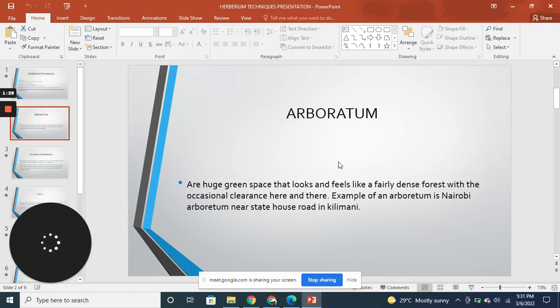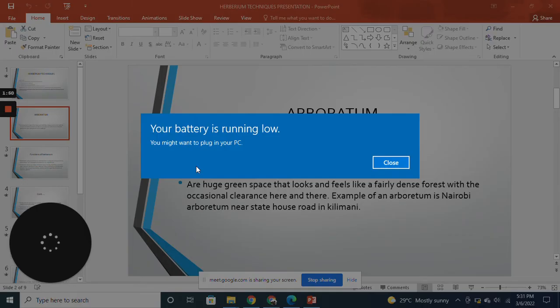We are going also to define an arboretum. What do you understand by the term arboretum, class? That is good. That is one of the examples here in Nairobi. That is Nairobi Arboretum.